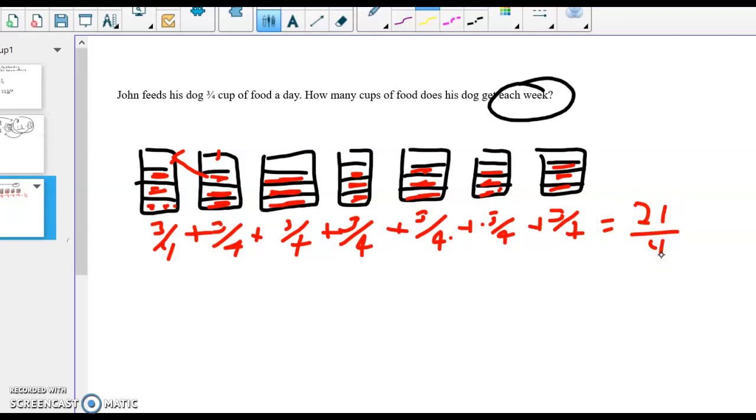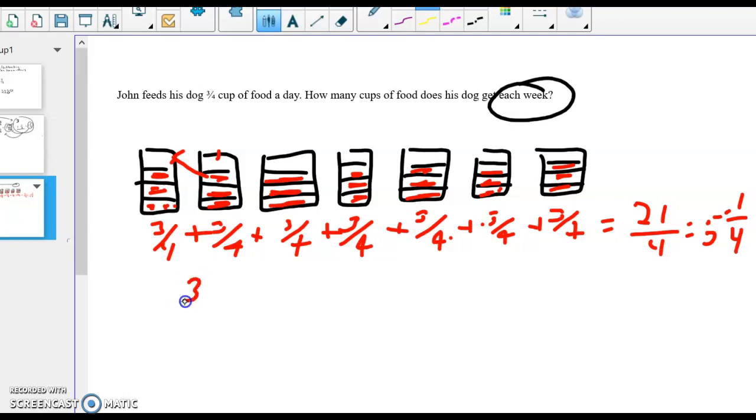And we could then do a simple division problem. 21 divided by 4 is, well, let's see, 4 goes into 20. 4 times 5 is 20, right? So this would be 5, and with 1 left over, 1/4, right? 5 and 1/4. So we can get the answer through addition, but we could also multiply.